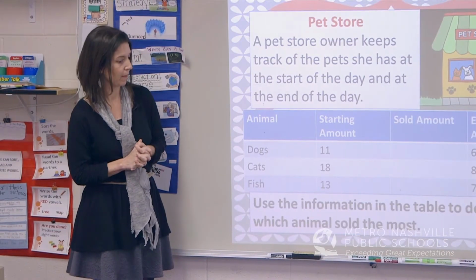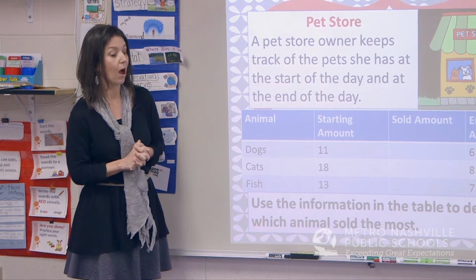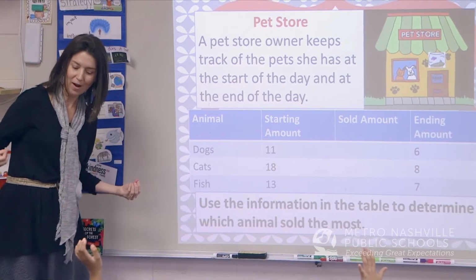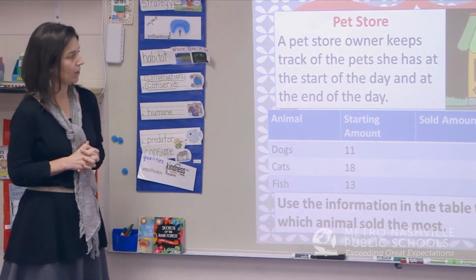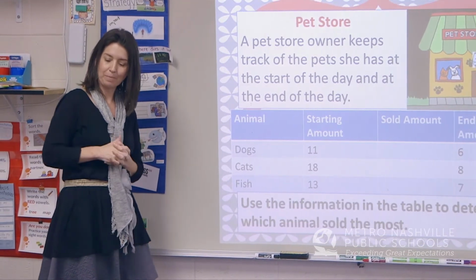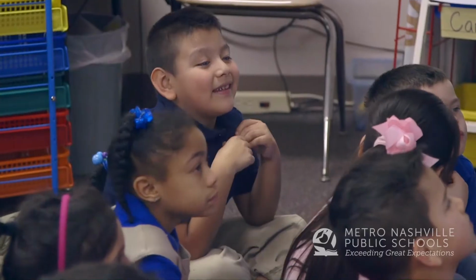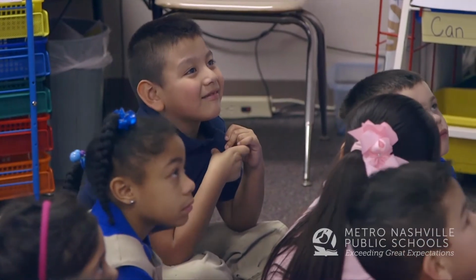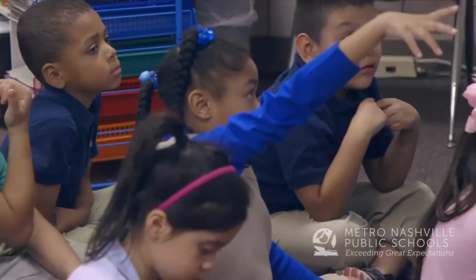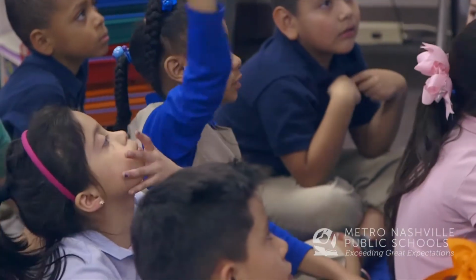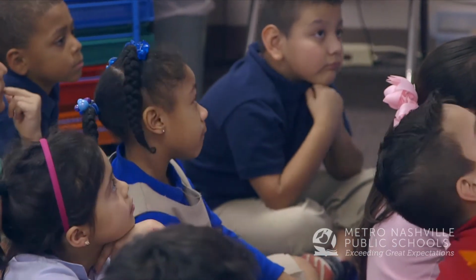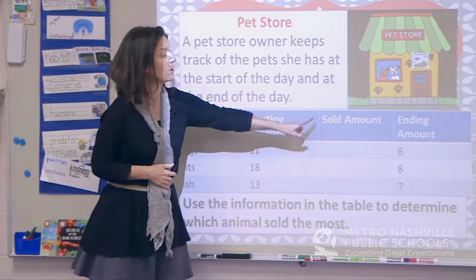Christian: And the starting amount. He said, we know a starting amount. Wow. Can anyone tell me more? Landon: We know the ending amount. Can anyone tell me more? Christopher: I know it's a pet store. Yes, and it's about a pet store. Sincere: We do not know the sold amount. Wow, I heard her say we don't know the sold amounts.